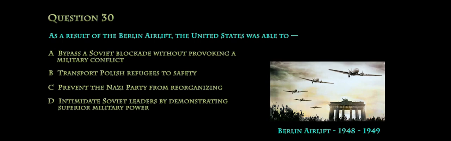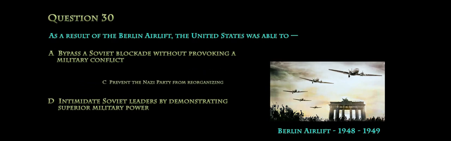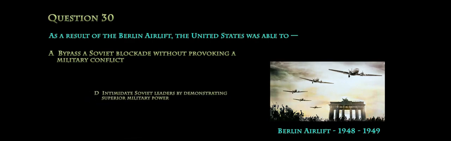B. Did it involve Polish refugees? No, and most had already returned home after World War II. C. Did it involve the Nazi Party? No, not in any way. D. Did it intimidate the Soviets with military power? No, it involved the use of transport planes rather than military forces. A is the best answer.